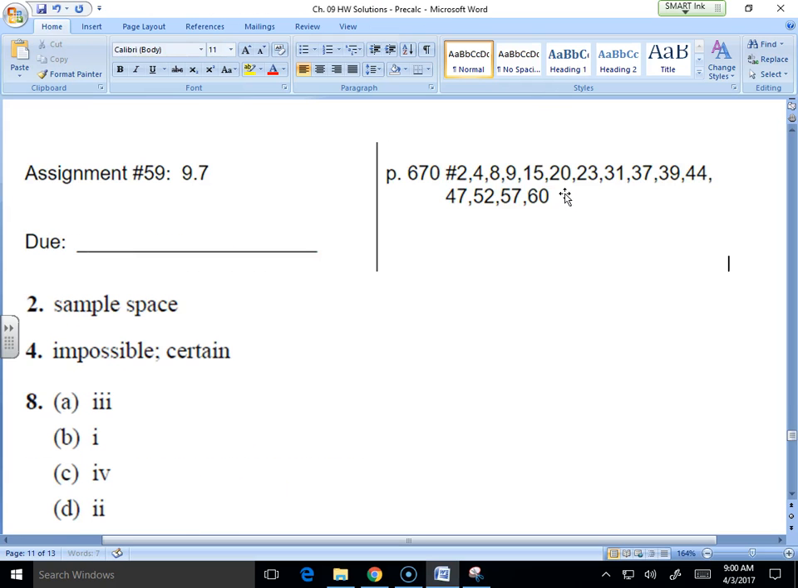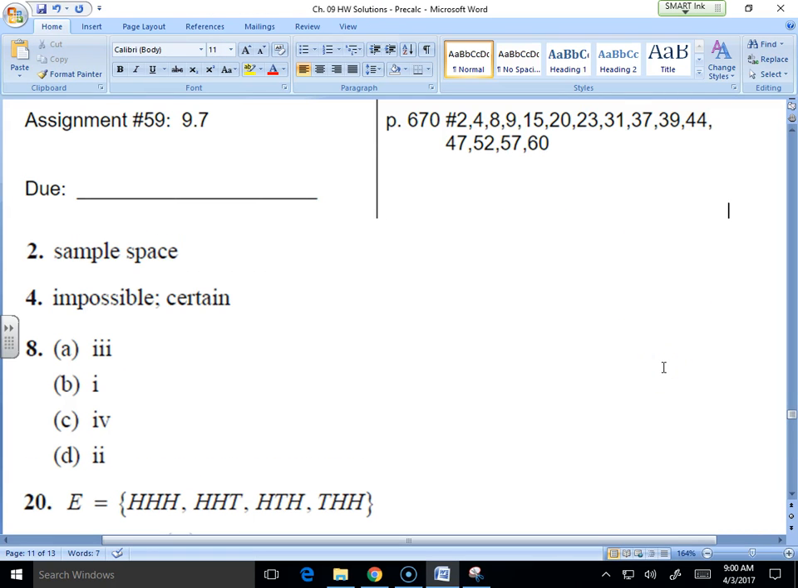Okay, number 2, sample space. Number 4, impossible event or certain. I think I might have said guaranteed in class. I don't remember. Certain, guaranteed, they're synonyms. We're okay either way. Number 8, 3 and then 1, then 4, then 2.